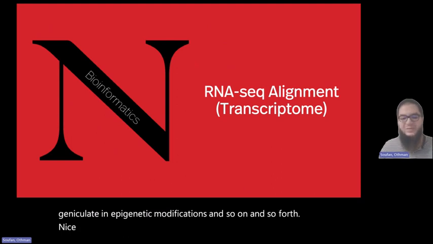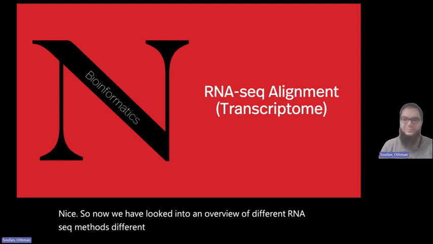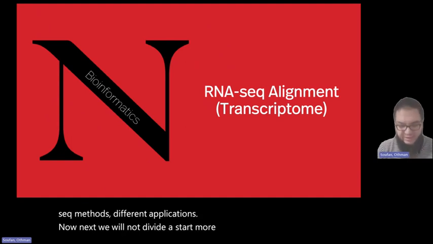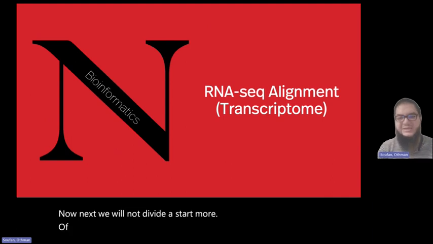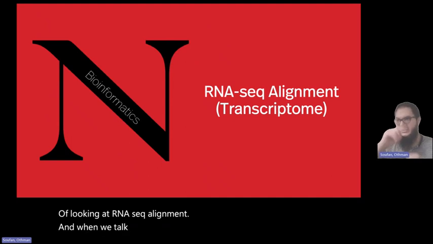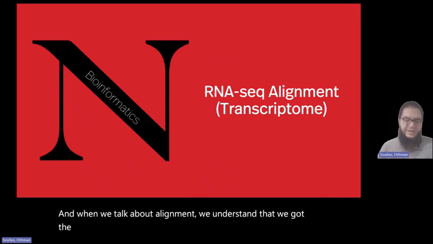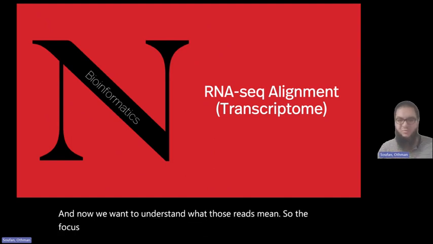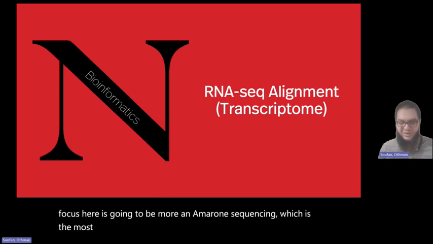Nice. So now we have looked into an overview of different RNA-seq methods and different applications. Next, we're going to start looking at RNA-seq alignment. When we talk about alignment, we understand that we have the reads, and now we want to understand what those reads mean. The focus here is going to be on mRNA sequencing, which is the most common approach that we find with many, many applications.